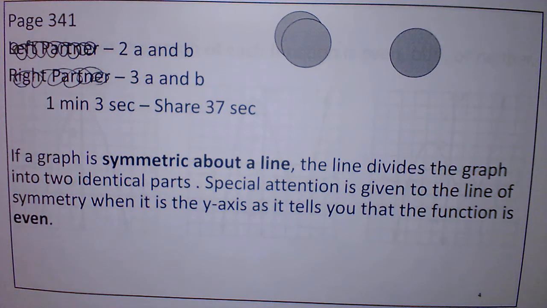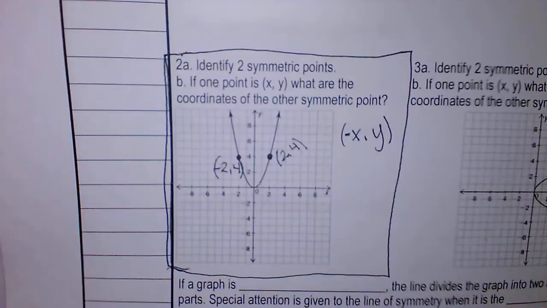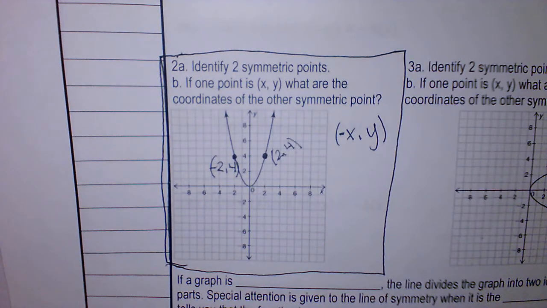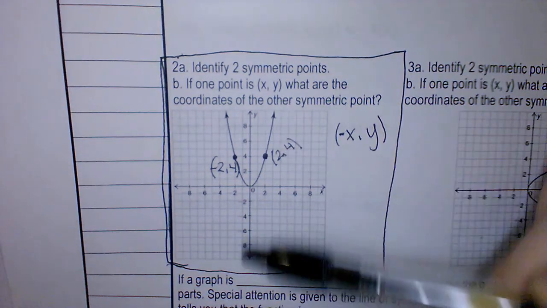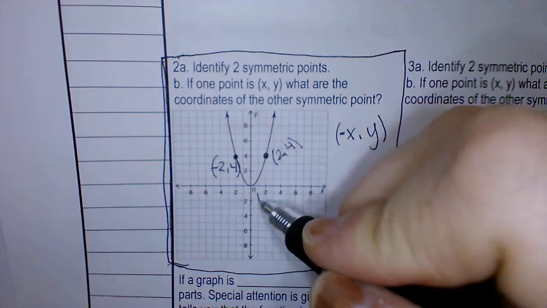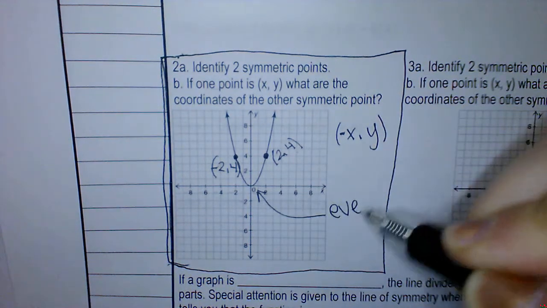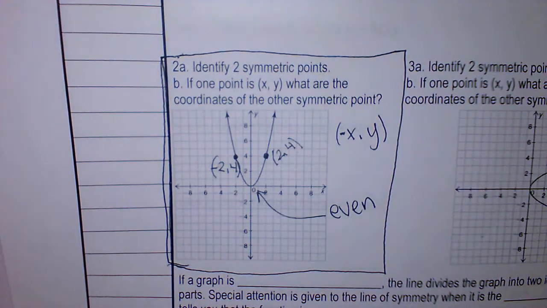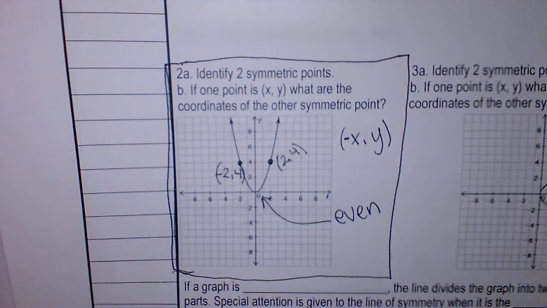Special attention is given to when the line of axis, the line of symmetry, is the y-axis. That's how we can tell if a function is even. So what that looks like is this first example that we did together. The line of symmetry was the y-axis, so this function is even. We'll talk about even here in a second. We'll get that in our notes, I mean.